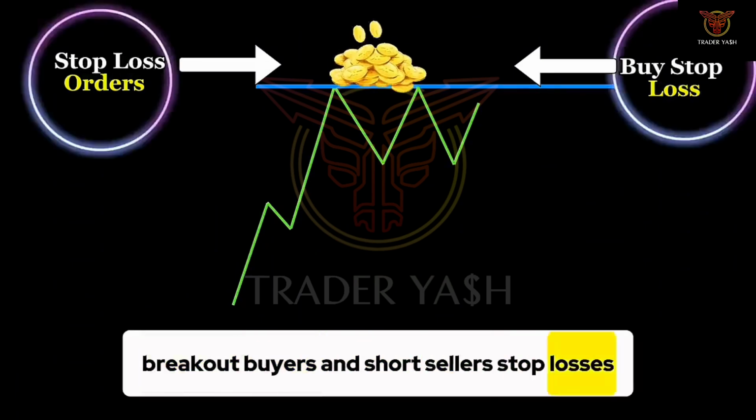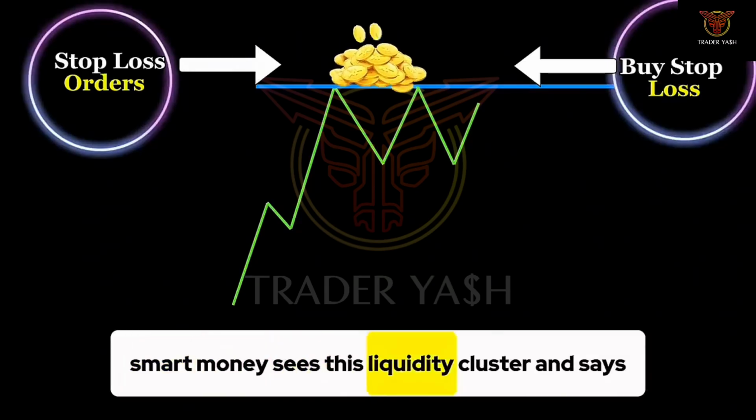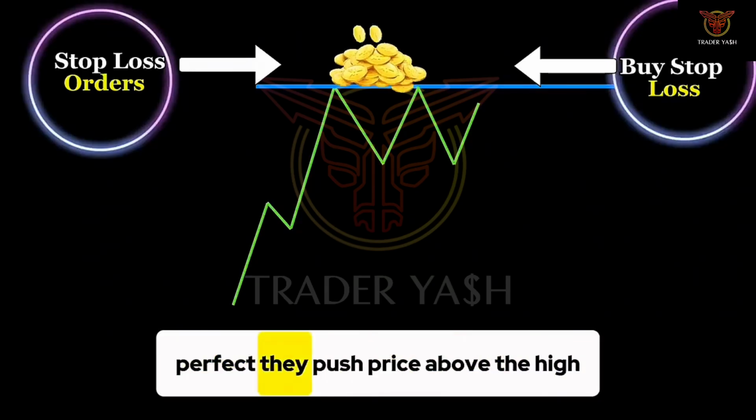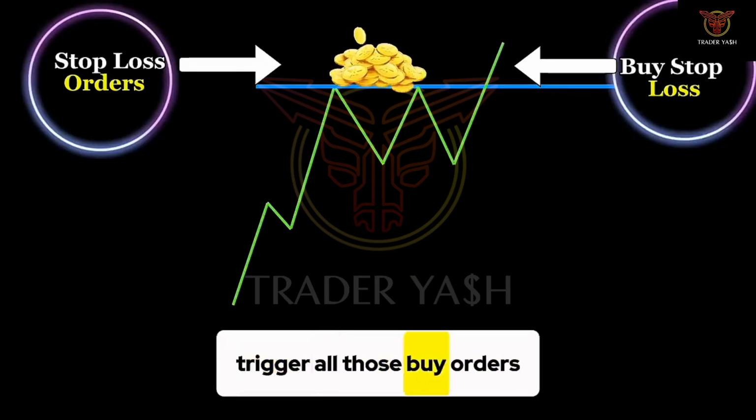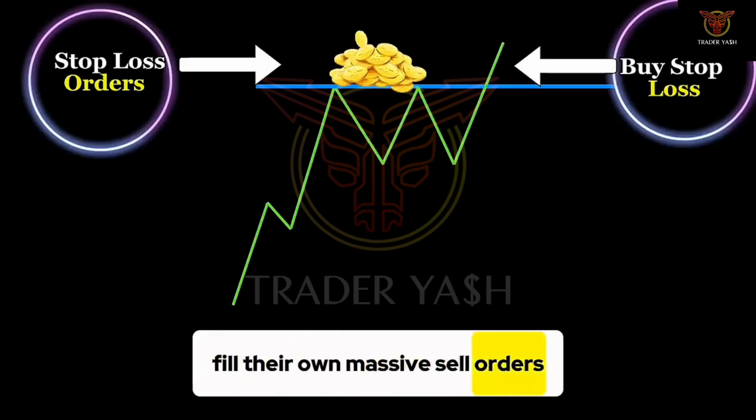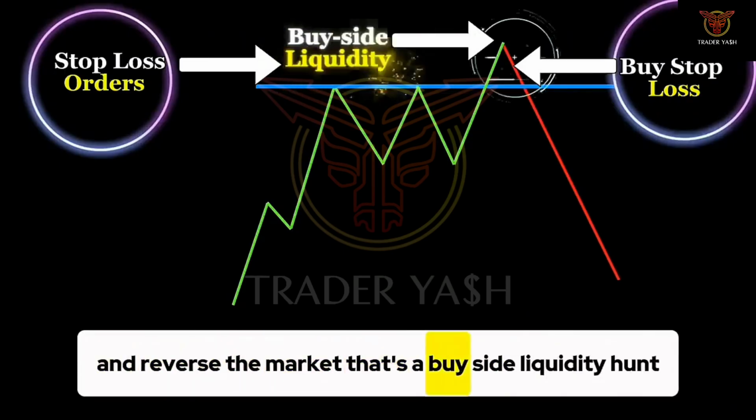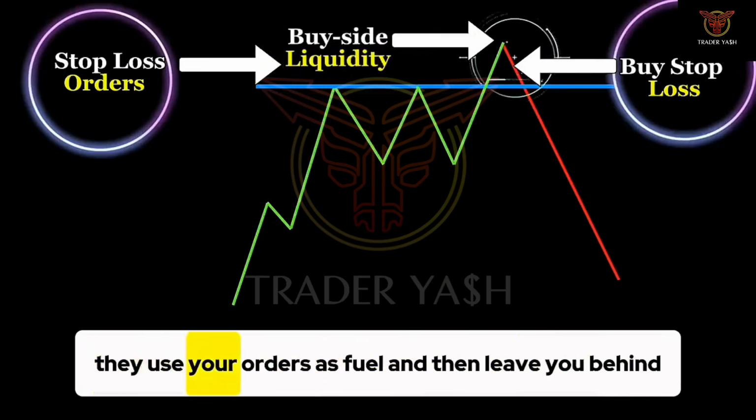So now you've got 2 types of buy orders stacked above the high, breakout buyers and short sellers' stop losses. Smart money sees this liquidity cluster and says, perfect. They push price above the high, trigger all those buy orders, fill their own massive sell orders and reverse the market. That's a buy-side liquidity hunt. They use your orders as fuel and then leave you behind.